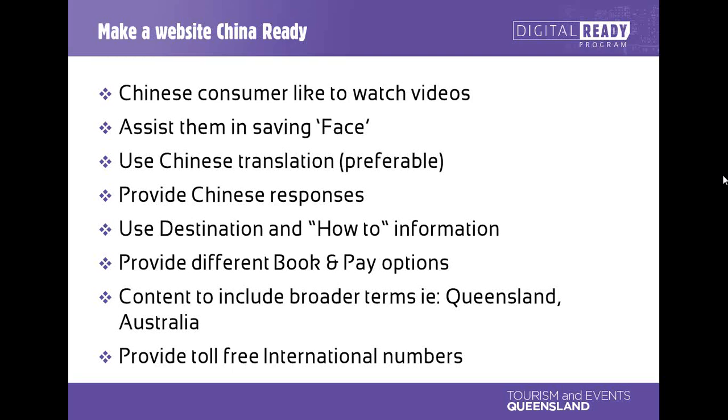Content to include broader terms. So they don't know individual cities or destinations, for instance. They know Australia as a destination. They may possibly know Queensland as a destination, but to get to your destination, they probably don't know that. So when you're thinking about your copy, your content, include these broader terms to make sure that you're capturing the whole market for you. Also providing toll-free international numbers.